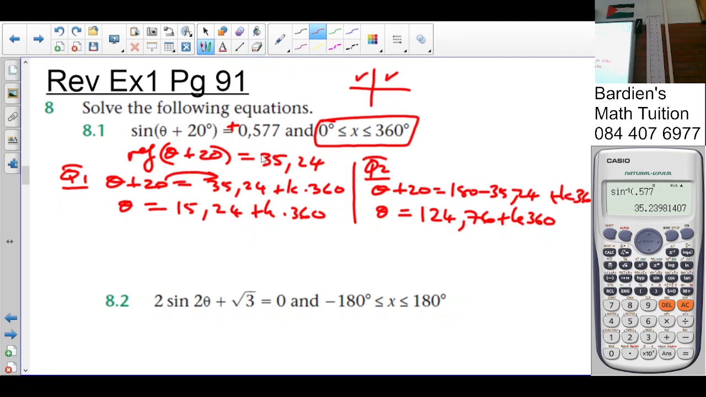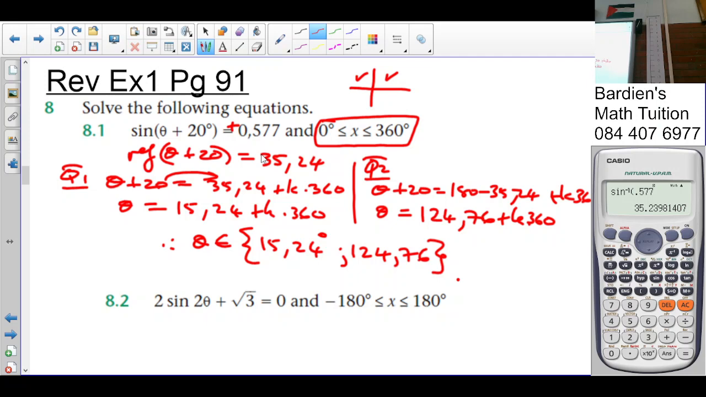But we are given a restricted domain here. So we start with k is equal to 0, so that falls away. So therefore theta is an element of, you put 0 in here and we get 15,24 degrees. Put 1 in is going to be over 360, put negative 1 in is under 360. So that doesn't work. Same story there. K is 0, you get 124,76. You must get a general solution sum in every exam. Minimum of 6 marks. Okay?